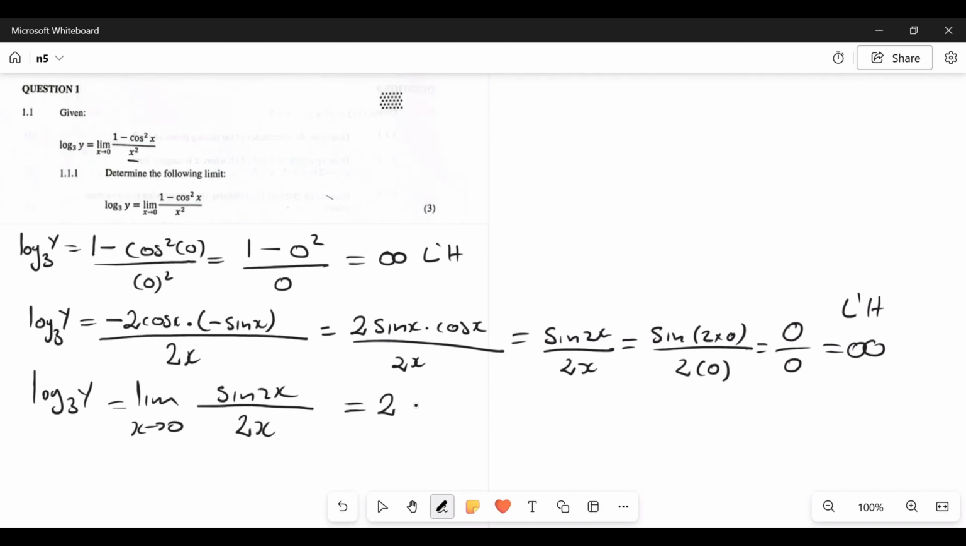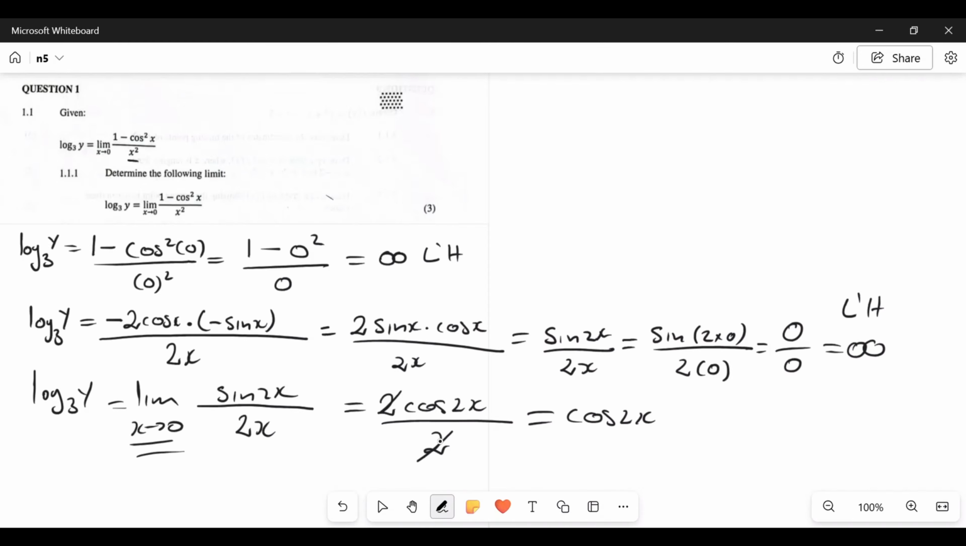So this is going to be 2 cos 2x divided by, now let's derive 2x. The derivative of 2x is going to be 2. So 2 and 2, when they divide each other, they're going to give you 1. So you're only left with cos 2x, right?